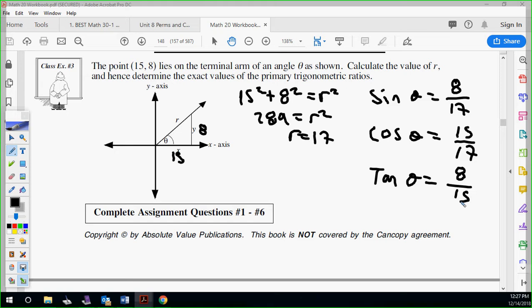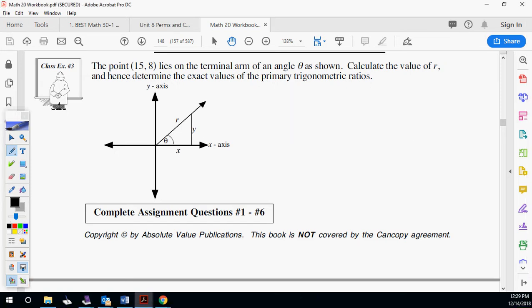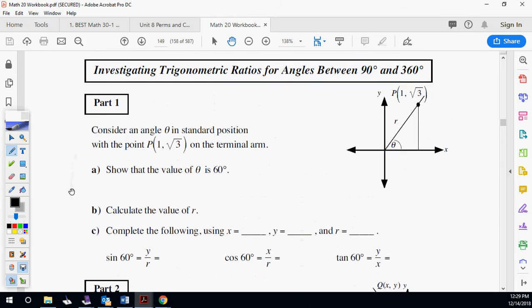All right. Okay, a little bit more here, and then we'll get to the CAST rule. Okay, so investigating trig ratios for angles between 90 and 360. So we're going to talk about a couple angles here. So consider an angle theta in standard position with the point (1, root 3) on the terminal arm. Show that the value of theta is 60.